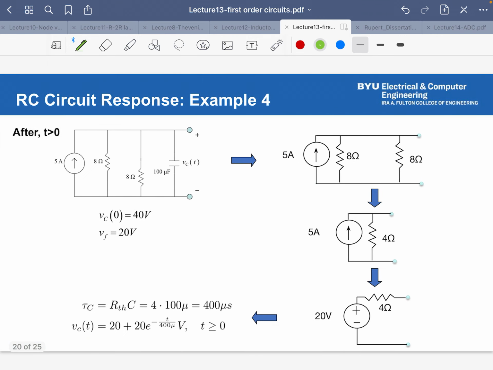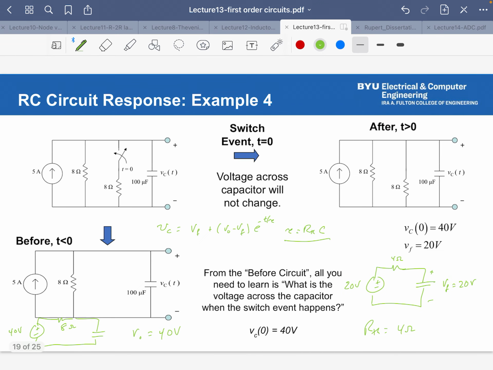Okay, and that's kind of what's going on here. You get the time constant. You have 4 times the value of the capacitor. So it's 400 microseconds. Time constants are in terms of seconds. So we're going to have the final voltage, which was 20, and then the initial minus the final.